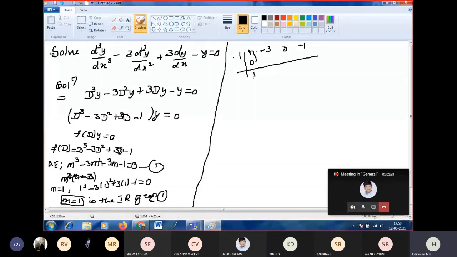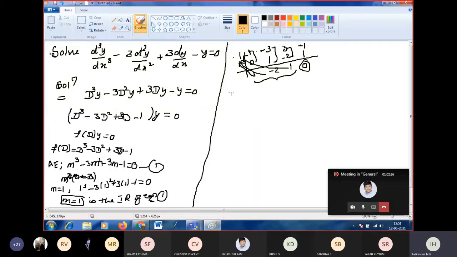1 into 1 is 1. Add these two: minus 2. Minus 2 into 1, minus 2. Add these two: 1. 1 into 1 is 1. Minus 1 plus 1 is 0. If our root is correct, we should get 0 compulsorily. Now write the quadratic equation.